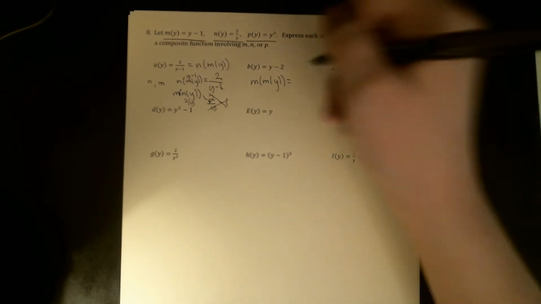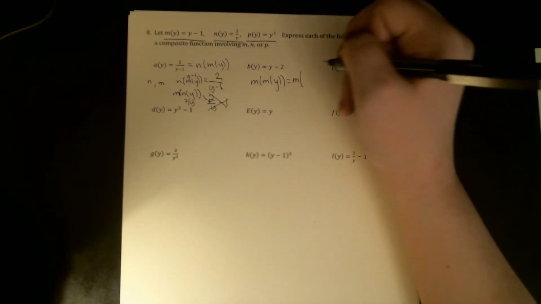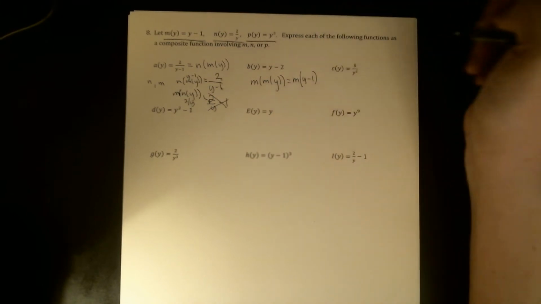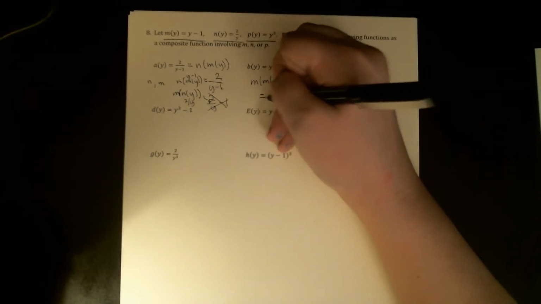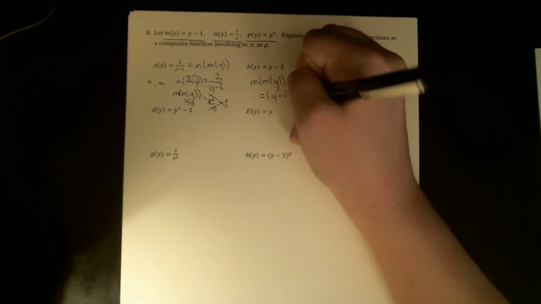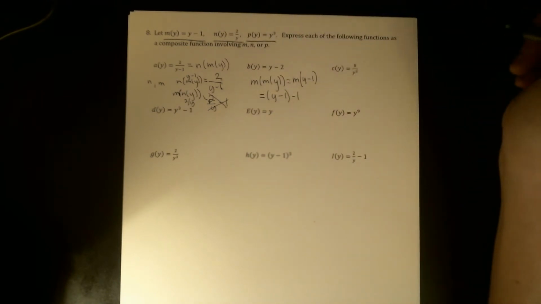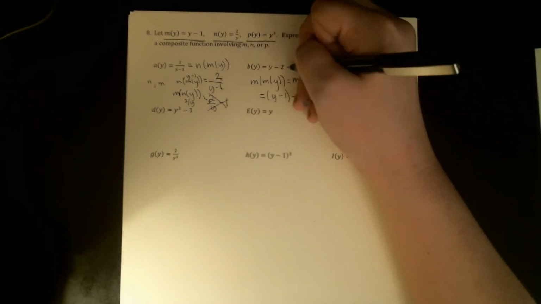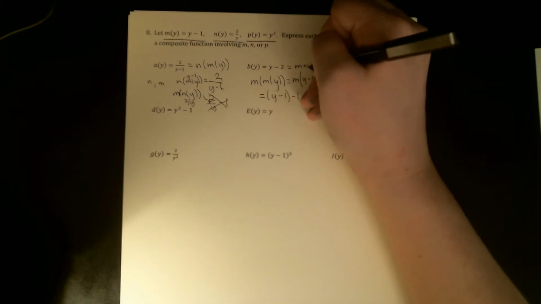If I want m of y, I first plug in my y, I get a y minus 1. I then plug that back into m. M takes whatever I give it and subtracts 1. And there is my y minus 2. So m of m.